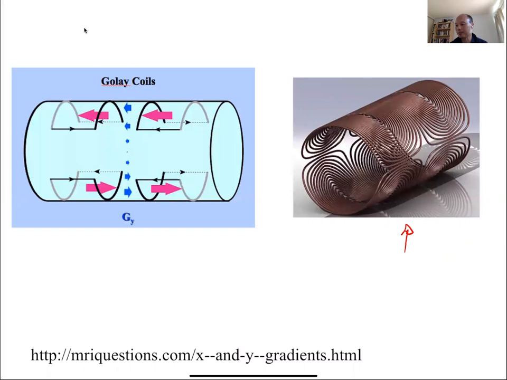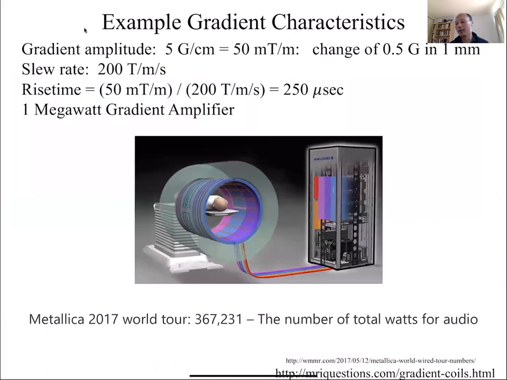The other thing about gradients is they use a ton of power. To give you a sense of what a gradient amplitude is, and we'll talk about this more as we go in the course, a gradient amplitude might be 5 Gauss per centimeter. That means over 1 millimeter, it's changing 0.5 Gauss, or the size of the Earth's magnetic field, in 1 millimeter. So that's how much the magnetic field is changing.